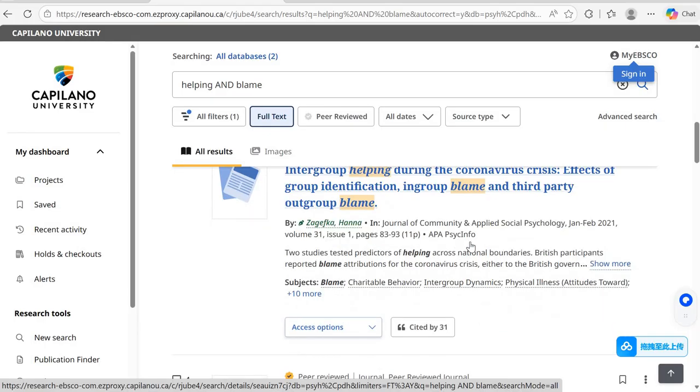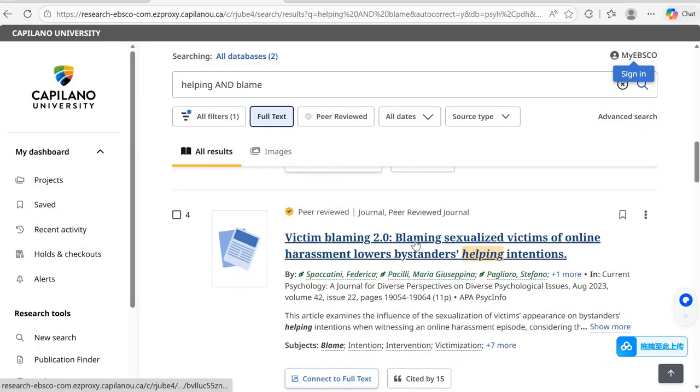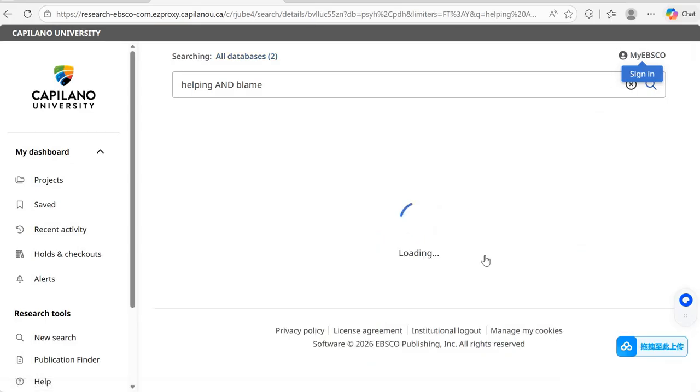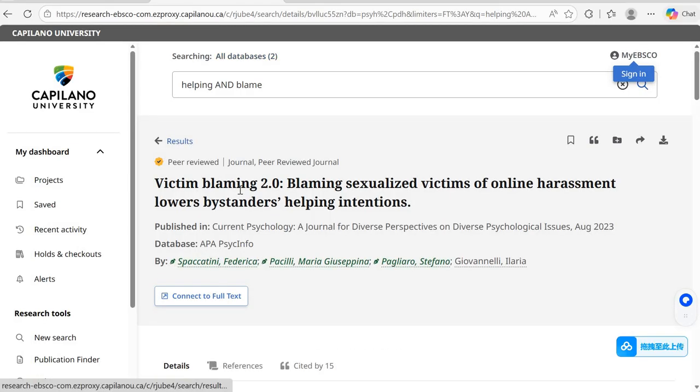This one could be relevant. Blaming bystanders. Well, this one looks relevant. Victim blaming 2.0. Blaming sexualized victims of online harassment lowers bystanders' helping intentions.